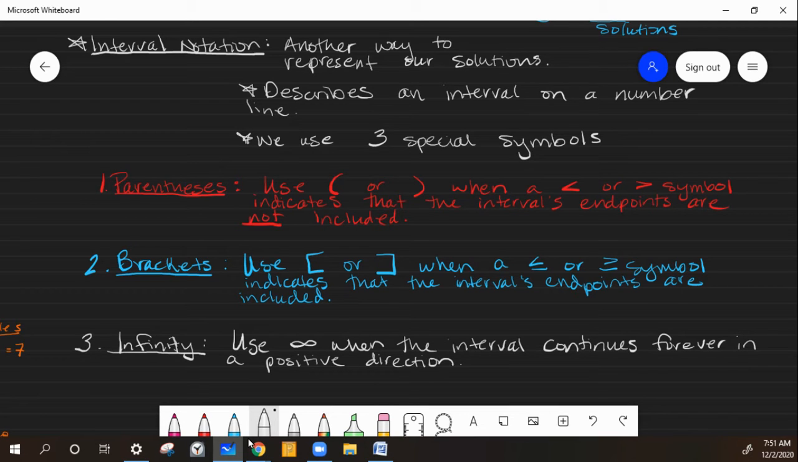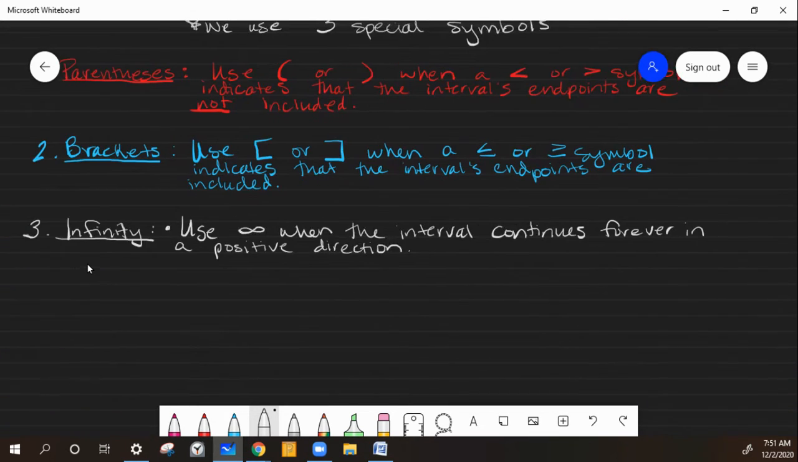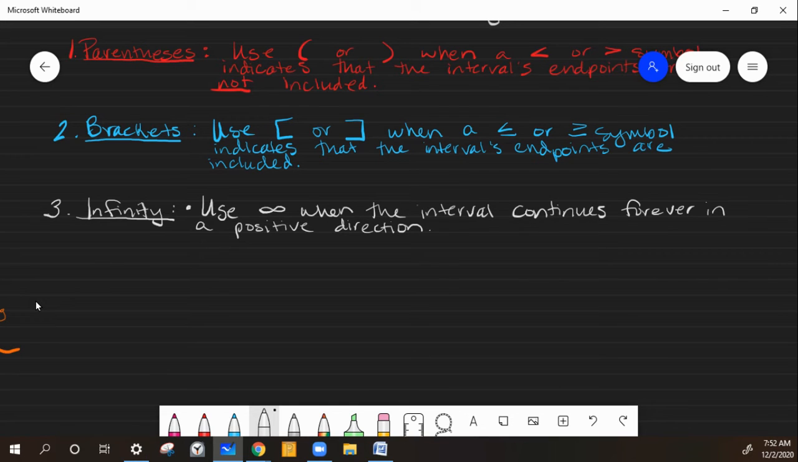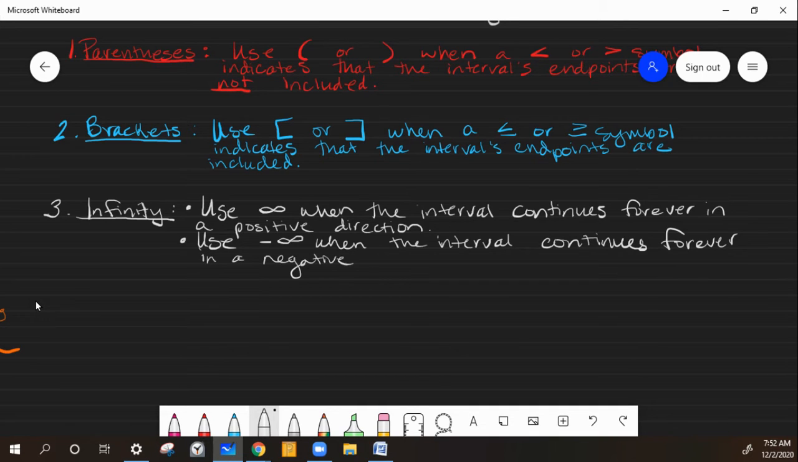Now, don't worry, we're going to do examples of all of this. What about if it goes in a negative direction? What would we use? Well, I'll tell you. We'd use negative infinity. That is a thing. When the interval continues, oh, that was messy, forever in a negative direction. Okay, these are our three symbols.